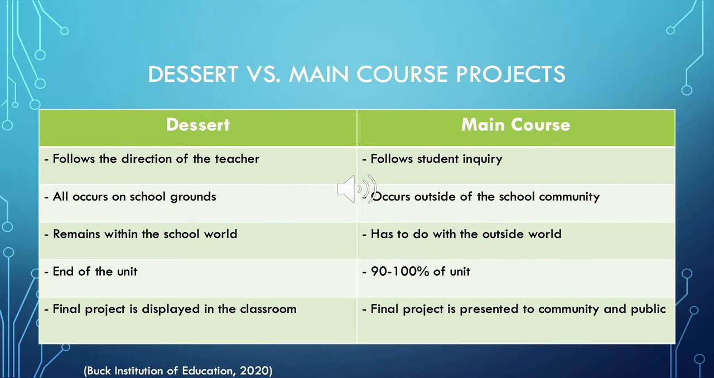When you look at that dessert, it's all in the school, it's all within the school world, it's at the end of the unit, it's very, very summative. But the main course teaches our students a whole lot of skills in order to be more successful in career and college-based learning, which has to do with the individual doing it mostly by themselves. So this is going to set our students up for more success. We need to make sure that they're more main course than dessert.